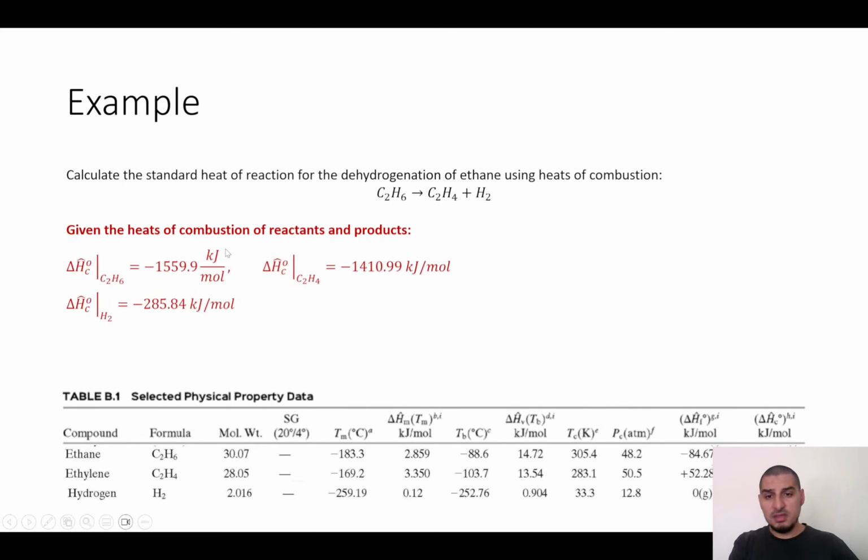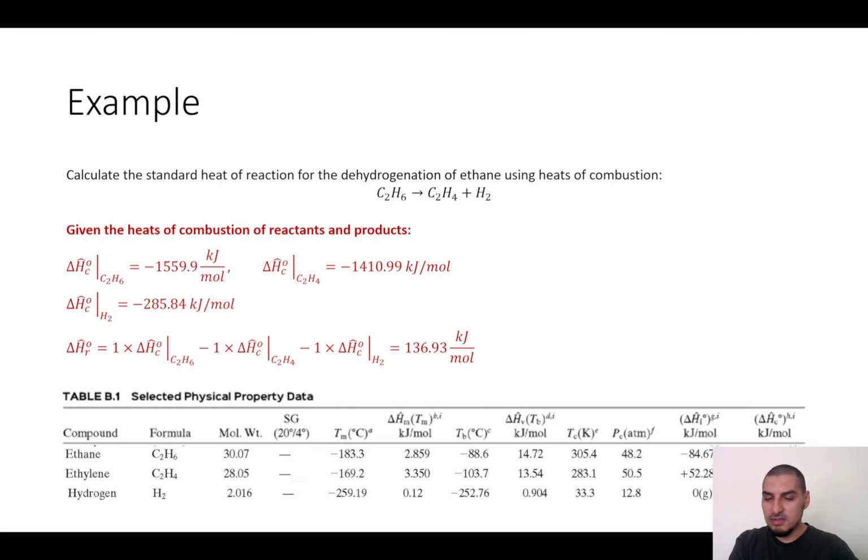We have here the heats of combustion. It's important to note the phases, which is easy. In this case, they're all gases. So it will be as simple as applying the equation: the heat of combustion of ethane minus the heat of combustion of ethylene minus the heat of combustion of hydrogen, which is going to be 136.93. So that's it.